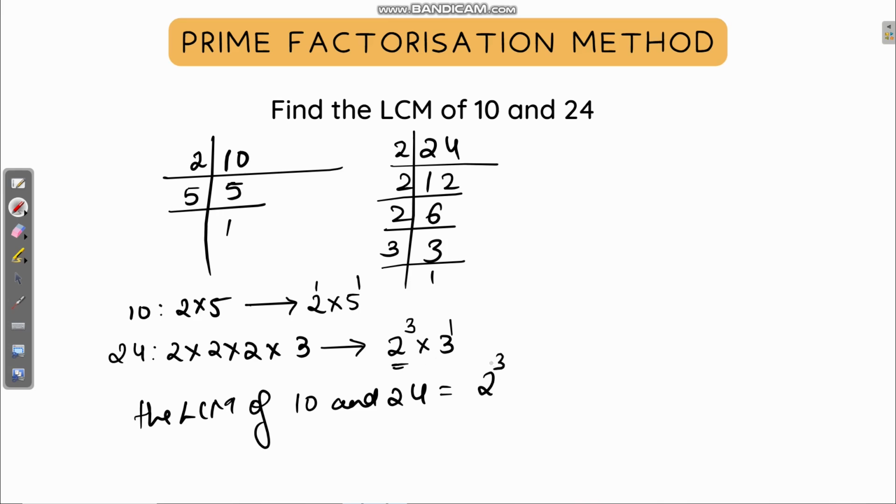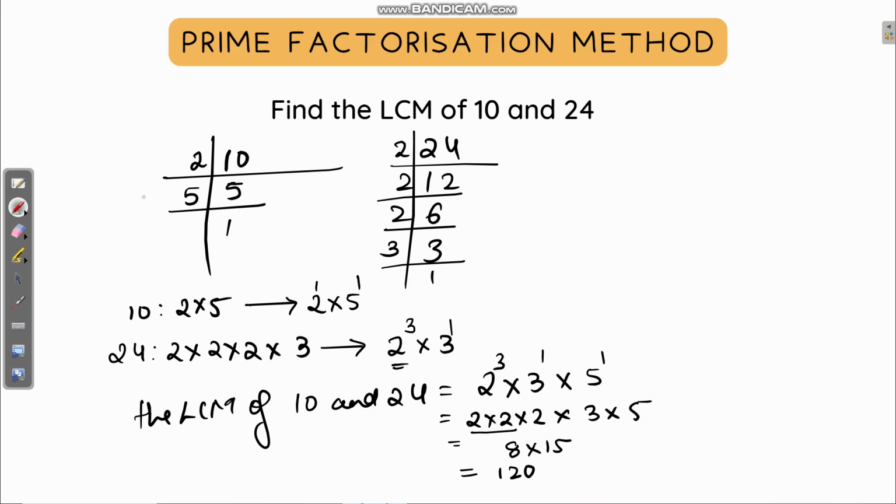So I'll take 2 to the power of 3. Now I have to take each and every factor. The next number is 3. 3 is coming one time, that is the maximum, and 5 is also coming one time, that is the maximum. Now let's solve this. 2 to the power 3 is nothing but 2 into 2 into 2, that is 3 times. 3 one time and into 5. Now 2 into 2 is 4, 4 into 2 is 8, 8 into 15. So 120 is the LCM of 10 and 24.